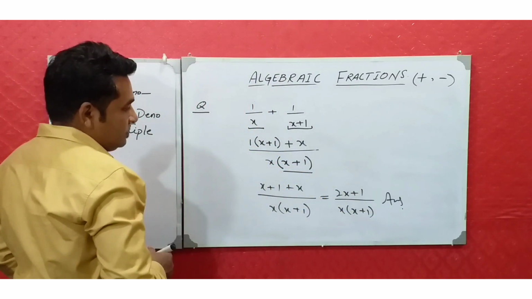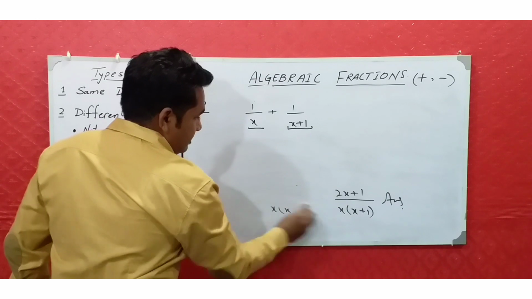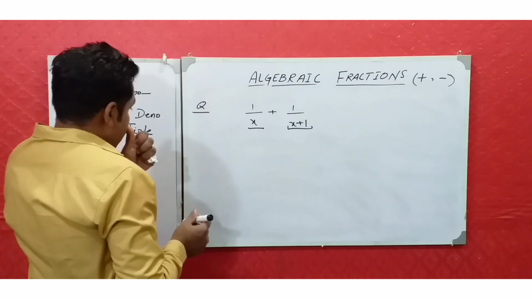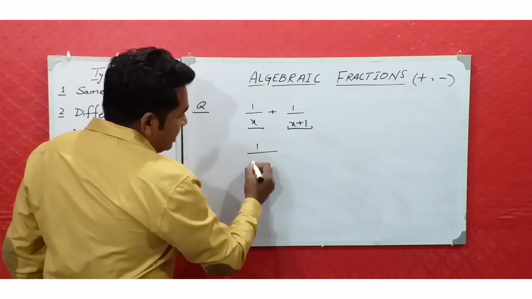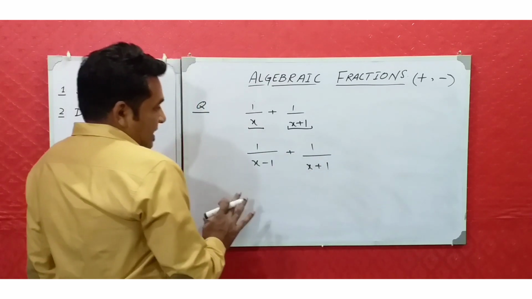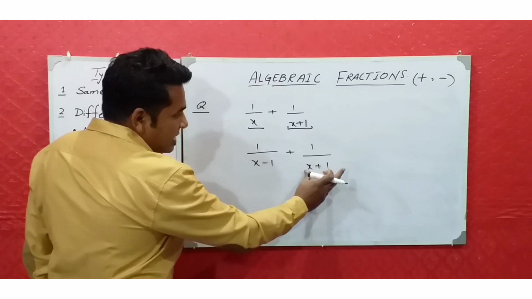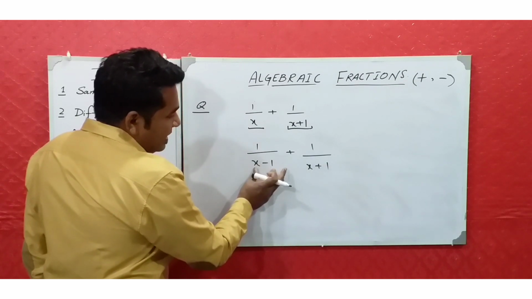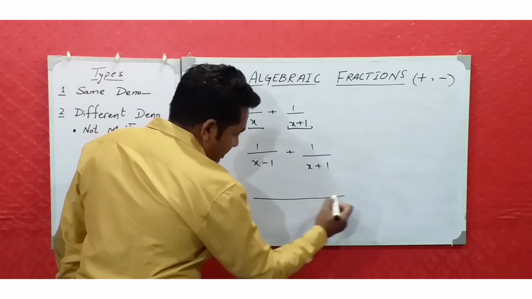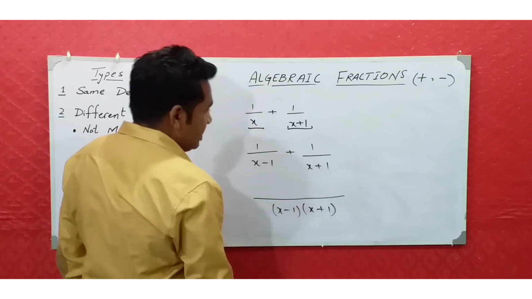Let's change the fractions. Like for example, the fraction is 1 over x minus 1 plus 1 over x plus 1. Again 1 over x minus 1, this denominator x minus 1 and x plus 1, these are entirely different. x plus 1 is not a multiple of x minus 1 and x minus 1 is not a multiple of x plus 1. That's why they both will multiply with each other. So it will be written as x minus 1 and x plus 1.